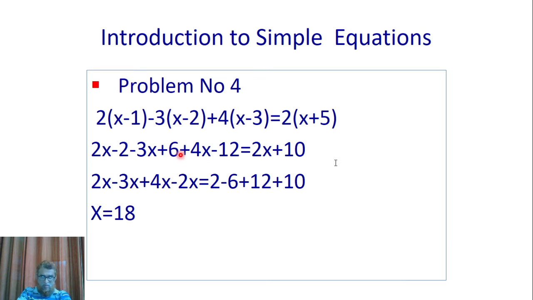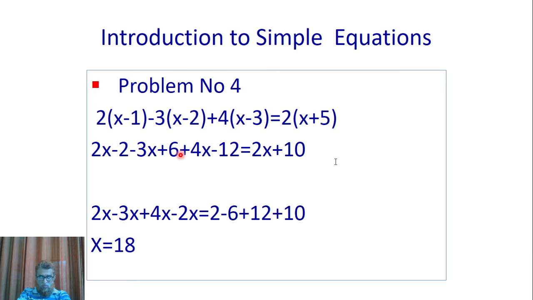Like this, see, 2x as it is, minus 3x as it is, then plus 4x as it is 4x, then we put the value minus 2 plus 6, it becomes plus 4, okay, 6 minus 2 it is 4, plus 4, minus 12 becomes minus 12, because the sign of the bigger number is minus, okay. Minus 2 plus 6, that is plus 4, plus 4 minus 12 is minus 8, is equal to 2x minus 10, 2x minus 10, clear, isn't it?